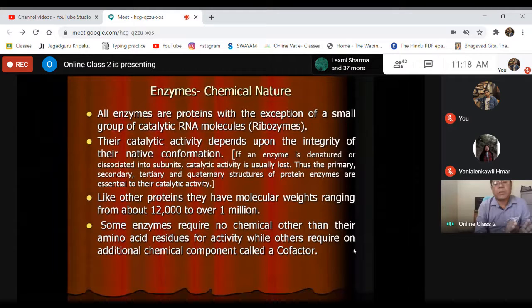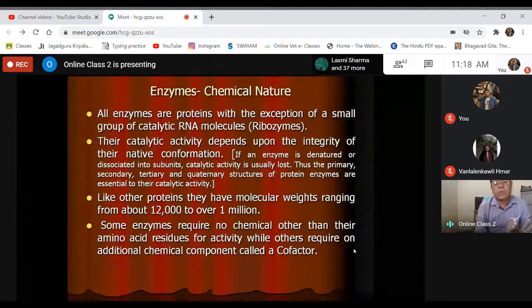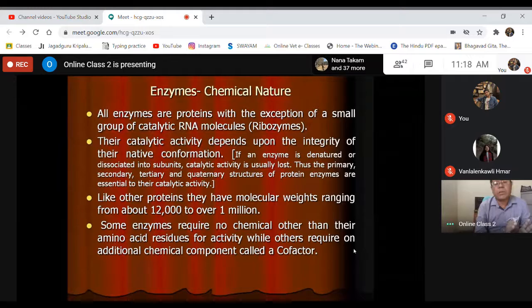So that means these enzymes, whether it is the protein or the RNA, if their native conformation is destroyed, then they cannot catalyze the reaction. They will not have the catalytic activity. Okay, so what is the native conformation?